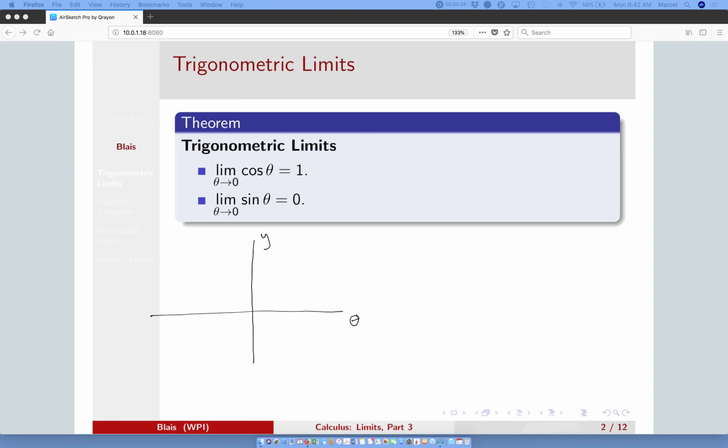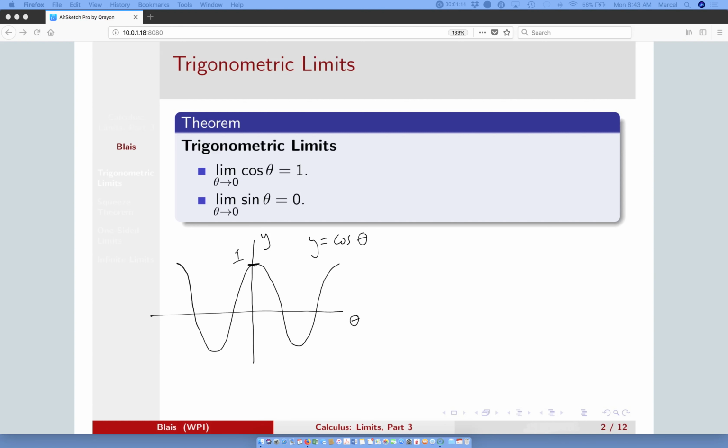So if we look at the graph of y equals cosine of theta, remember that cosine theta looks something like this. And this first result is just telling us that the limit as x goes to 0, or as theta goes to 0, of cosine of theta is equal to 1. And we can see here that as we approach theta equals 0 from the left to the right, the function of cosine theta is honing in on the value of 1.